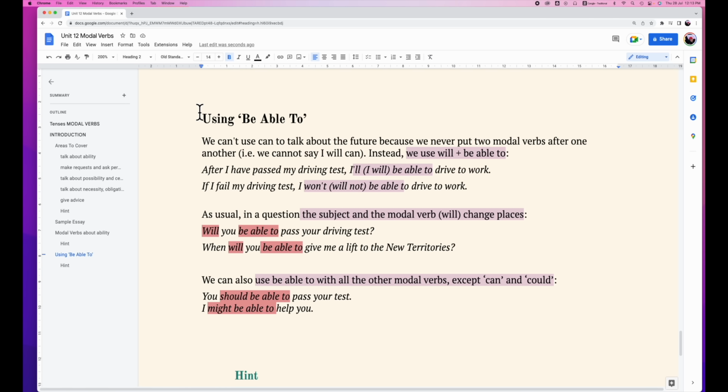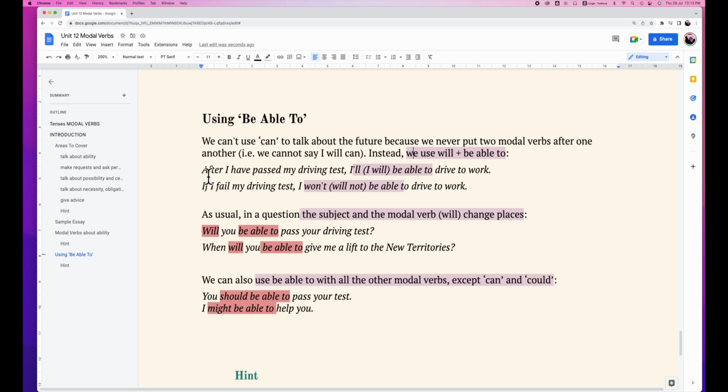Very nice. Then what about to be able to? Let's take a look. Using be able to, we can use can to talk about the future because we never use two modal verbs after one another. We cannot say, for example, I will can.